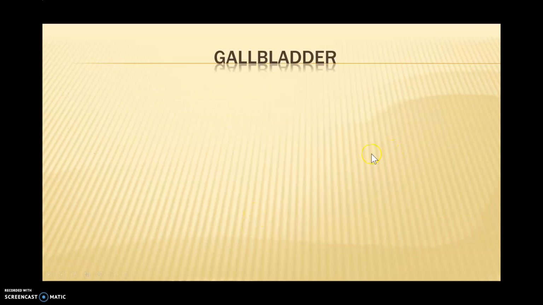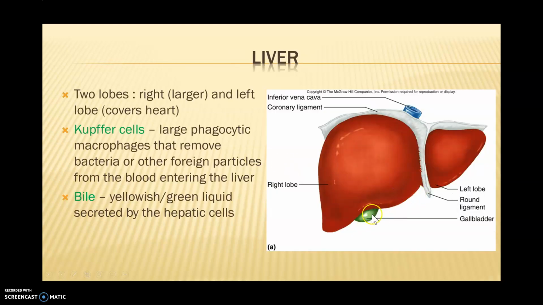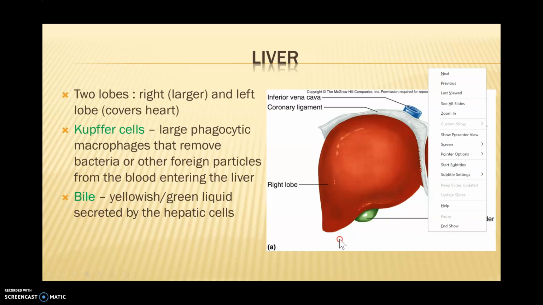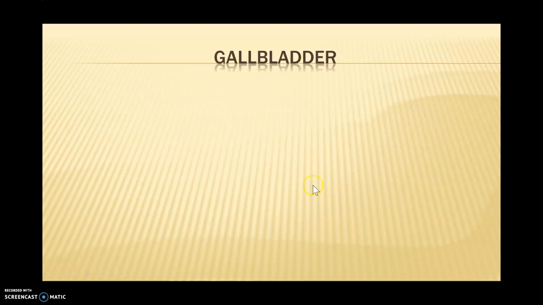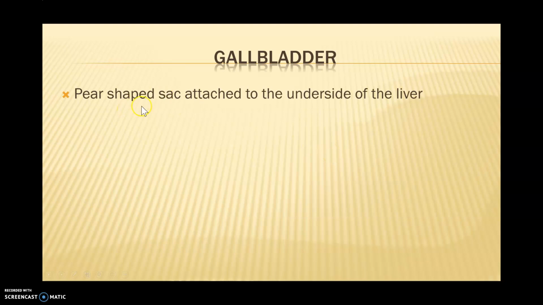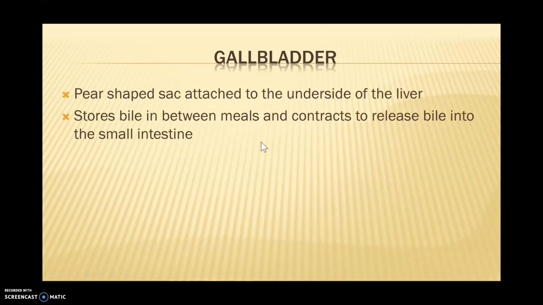And something that helps with the liver here, if we take a look, is this little organ that kind of hangs behind the liver here called the gallbladder. So let's talk about what the gallbladder does for us. It's this tiny little pear-shaped sac that's attached to the underside of the liver. And its main job is going to be storing that bile between meals and contracting to release the bile into the small intestine. So when we have our liver here, it's making bile all the time. Once it's made that bile, it needs a place to store it. That is the purpose of our gallbladder here, storing that bile.